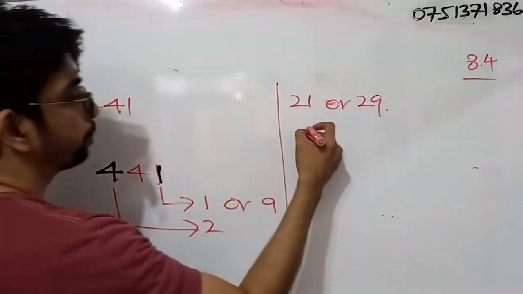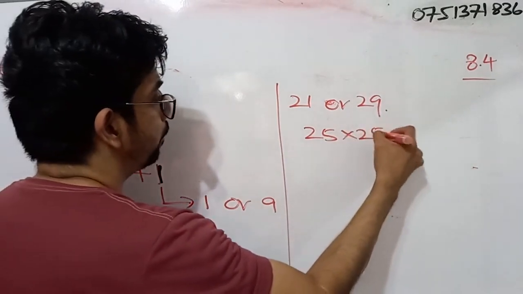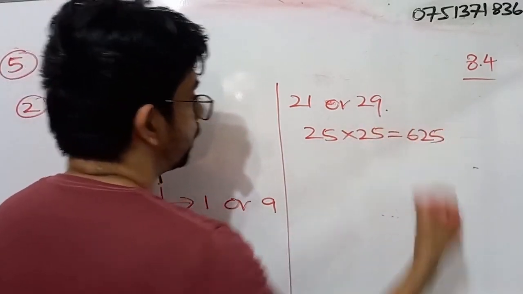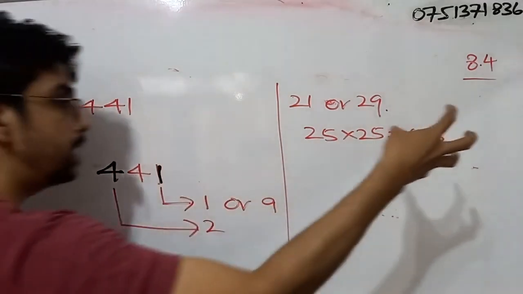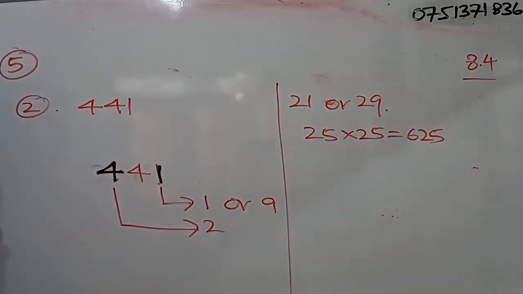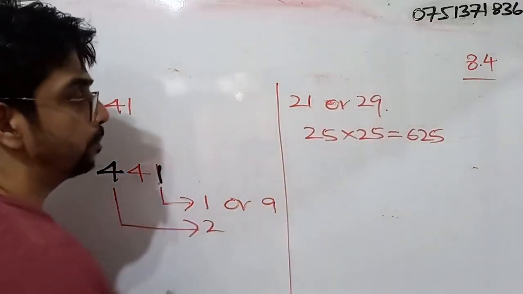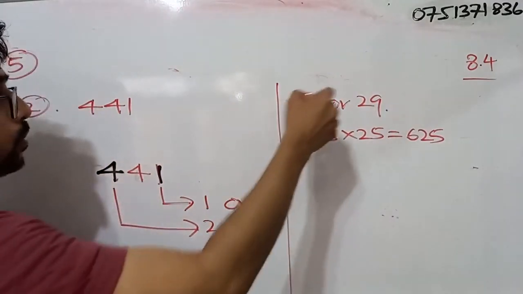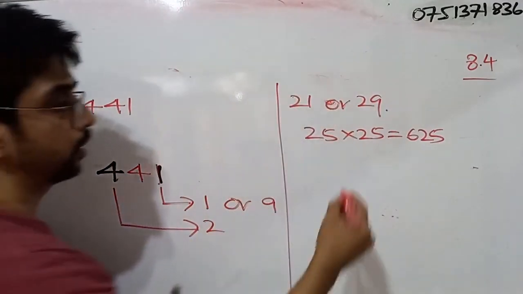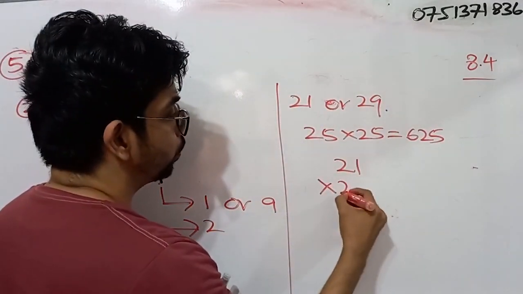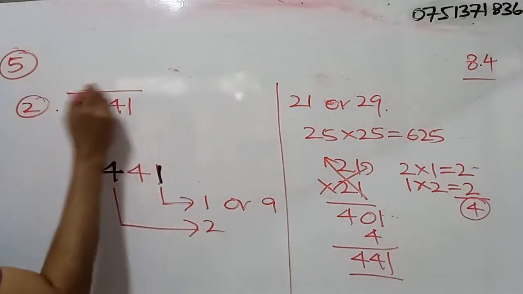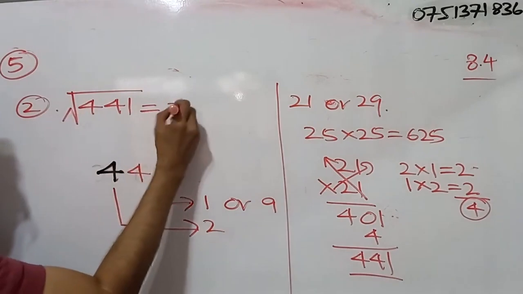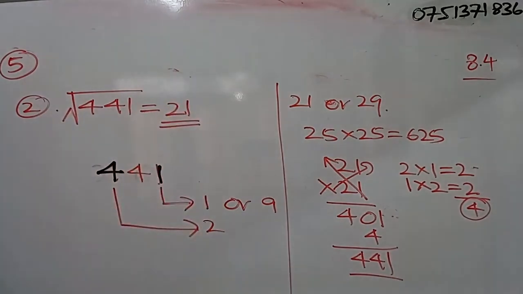We know 25 into 25 is 625. The number that we are checking is 441, which is less than 625. That means we can skip the square of 29 and check the square of 21. 21 into 21 is 441. So the square root of 441 is 21. The answer is 21.